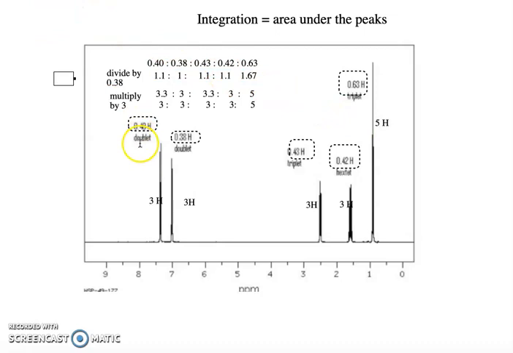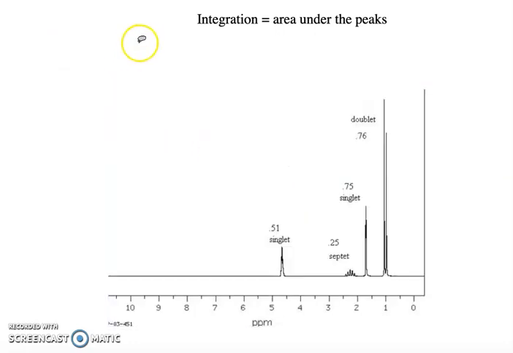It's important not to confuse the integration with the splitting. So this has 3 hydrogens, but the doublet tells me it's next to 2. Likewise, this has 3 hydrogens. The doublet tells me it's next to 1 because of the n+1 rule. This has 3 hydrogens. The triplet tells me it's next to 2. Remember the n+1 rule. 3 peaks, 2 neighbors. Don't confuse the integration with the splitting.